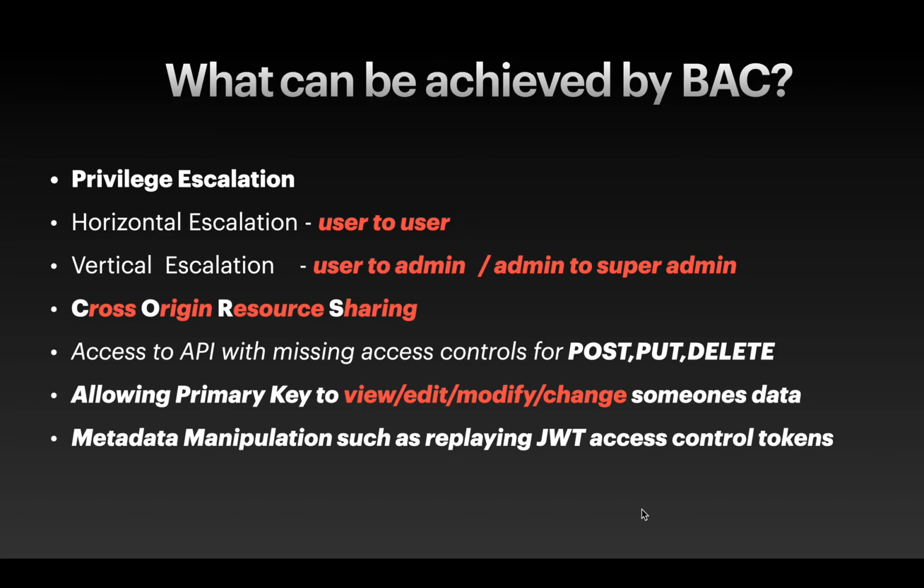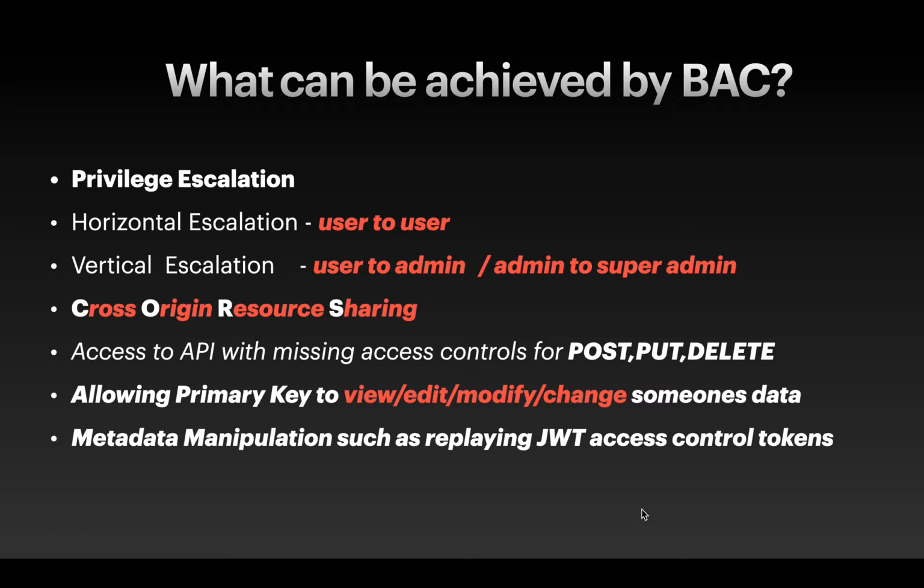So what can be achieved by BAC? Privilege escalation. Yes, we are able to do privilege escalation. Privilege escalation is of two types. The first type is horizontal escalation, which is user to user. A user is able to log in as any other user or is able to perform any task as any other user. Next is vertical escalation, where the user is able to do some tasks which are higher than the user, for example, an admin. So if a user is able to do a task of an admin, or an admin is able to do a task of a super admin, then this is vertical escalation.